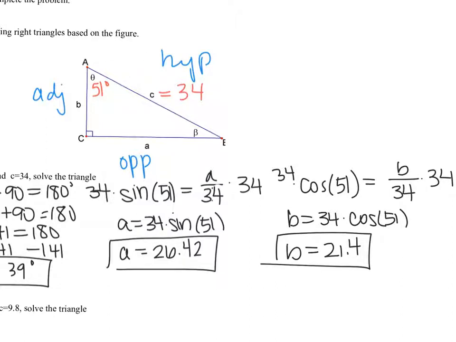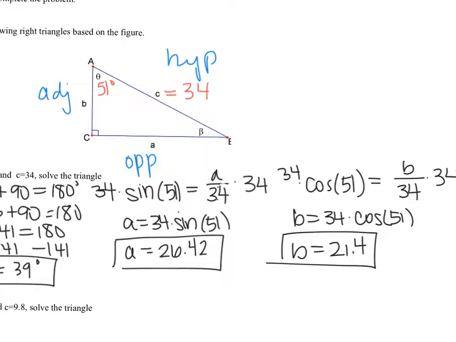And I may have gotten the exact same answer if I'd used the Pythagorean theorem. I may have gotten something a little bit different. We want to try to be as exact as possible when we're solving a right triangle. So we want to use exact answers.